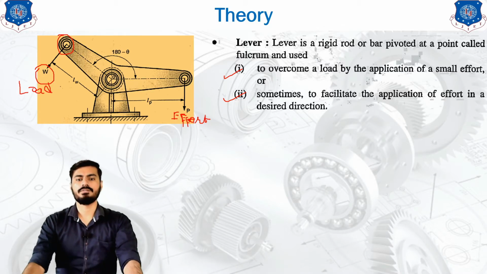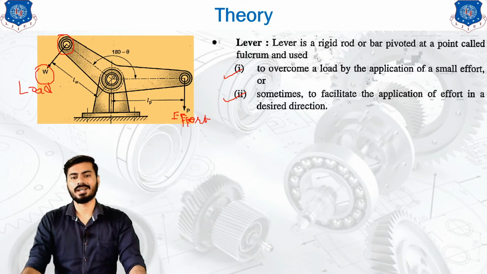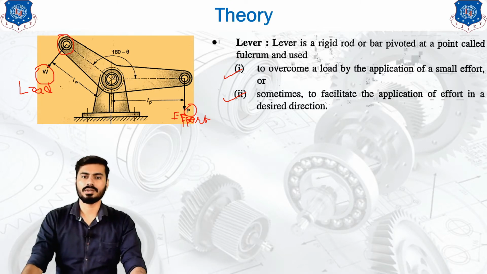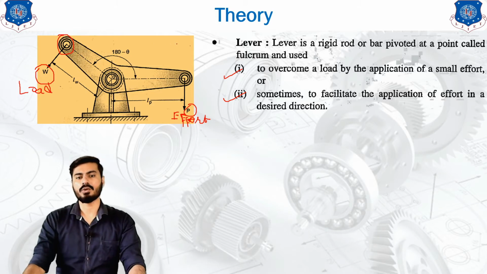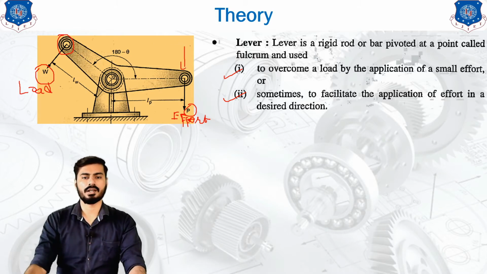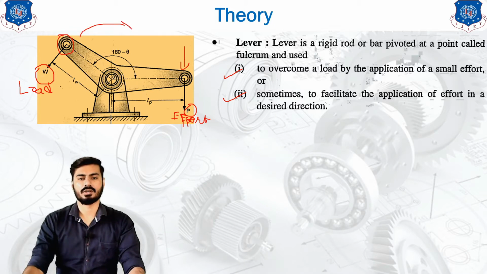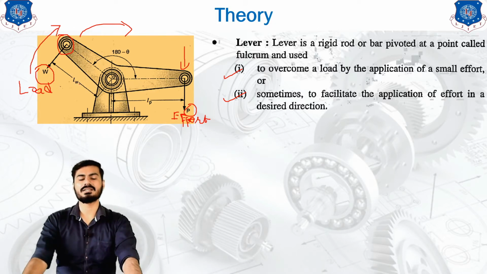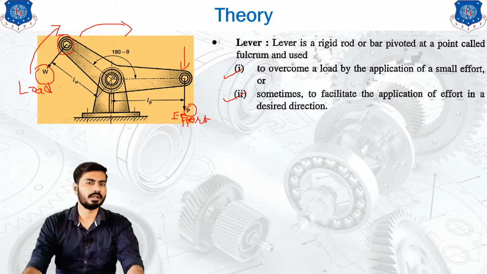Both are types of forces, whether it is a P or a W. But when you apply this force in a vertically downward direction, what will happen? The lever will turn in this direction and your load gets lifted from here to here. So this is the mechanism through which we are going to lift the load.